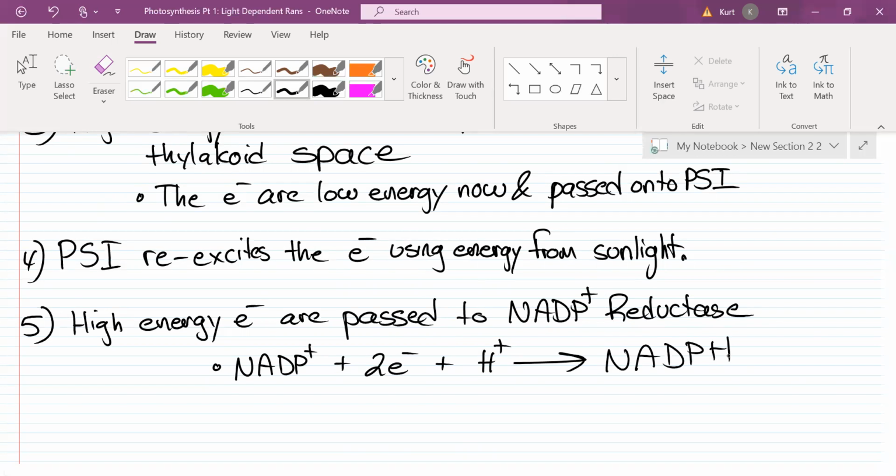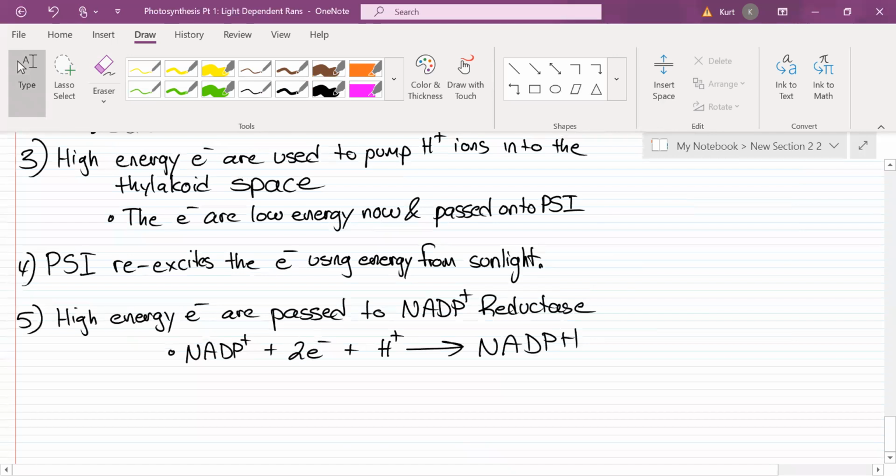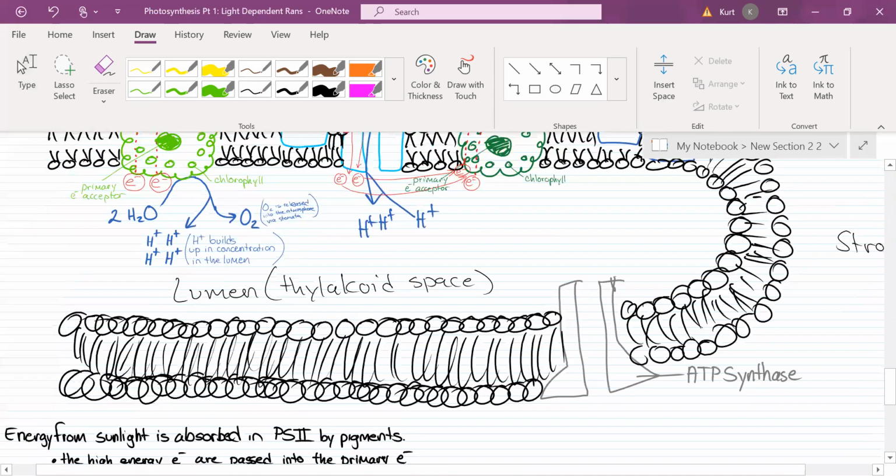If I were to try to explain photosynthesis as simply as I could possibly do it, I would say in part one of photosynthesis, you make the energy to create sugar. In part two of photosynthesis, you use the energy to create sugar. This is one of the pieces of energy that you need to create sugar. This is an electron carrier. It carries two electrons at a time, just like the electron carriers from cell respiration. So let's draw that.